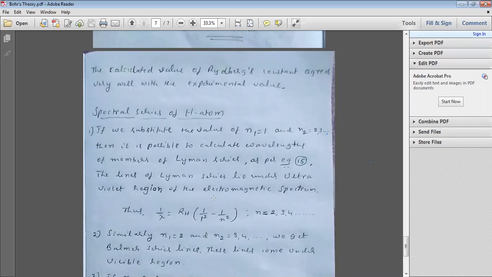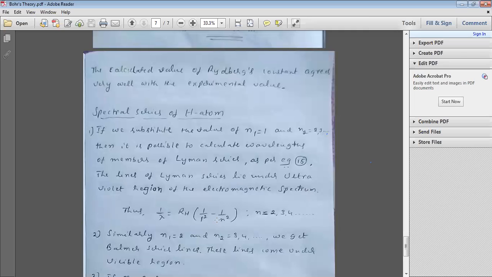The very first series that we observed in the case of the hydrogen atom is what we call the Lyman series. In the case of the Lyman series, n1 is equal to 1 and n2 is equal to 2, 3, 4, 5. That means if the electron is making a transition from 2 to 1, or from 3 to 1, or from 4 to 1, or in general, from any higher energy orbit to n is equal to 1, the first energy orbit, then it leads to Lyman series lines. These lines are called Lyman series lines, and they come under the ultraviolet region of the electromagnetic spectrum.